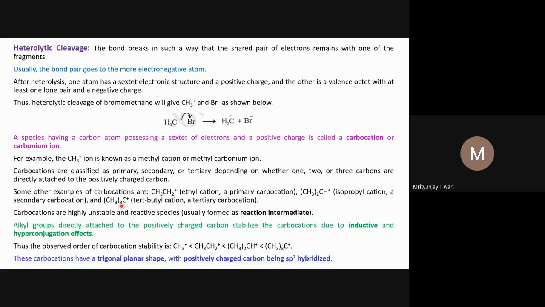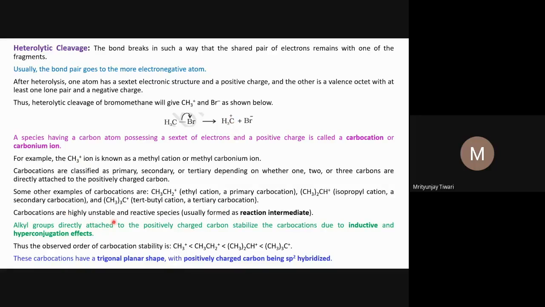When I was teaching IUPAC nomenclature, I explained what the isopropyl, secondary butyl, tertiary butyl or isobutyl groups are. And there we have also studied neopentyl and so on. Good. So this is tertiary butyl carbocation, this is tertiary carbocation, this is secondary carbocation, this is primary carbocation, and this is methyl carbocation.